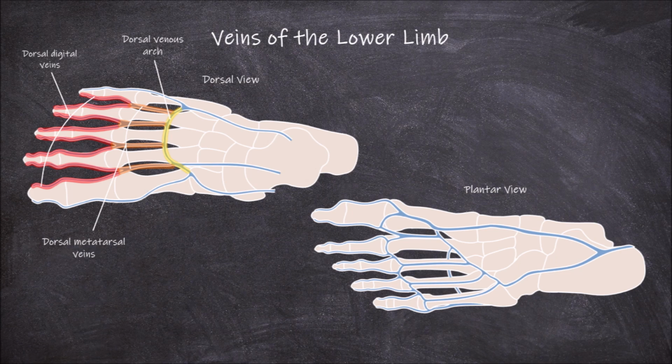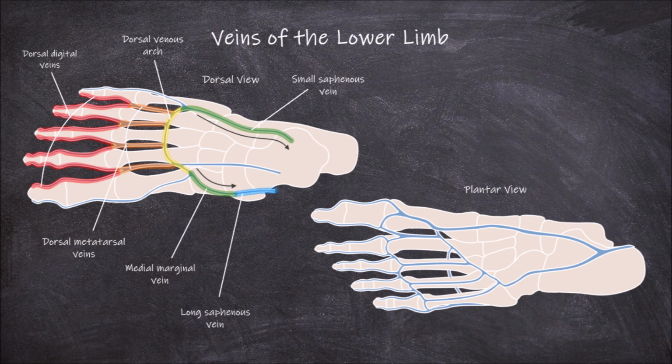The dorsal venous arch runs along the bases of the metatarsal bones. The lateral side of this arch drains into the small saphenous vein and onwards up the leg this way. The medial side of this arch drains into the medial marginal vein and then onto the long saphenous vein on its way back up the leg. The dorsal venous arch also drains into the anterior tibial vein, which also carries on back up the leg.